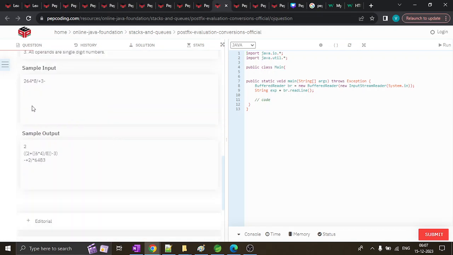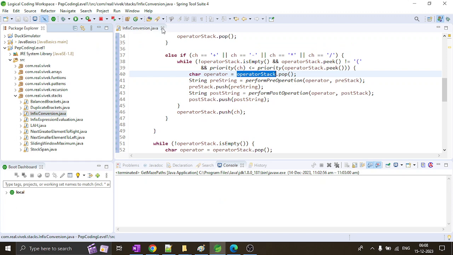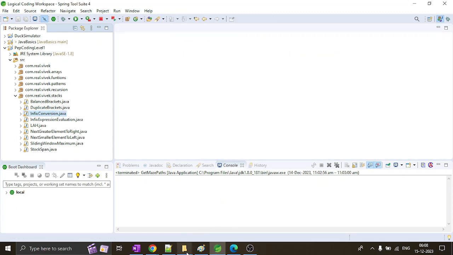So basically we are given a postfix expression. We have to evaluate it. We have to write the infix expression for it as well as the prefix expression for it. So let's try to think how we can do it.